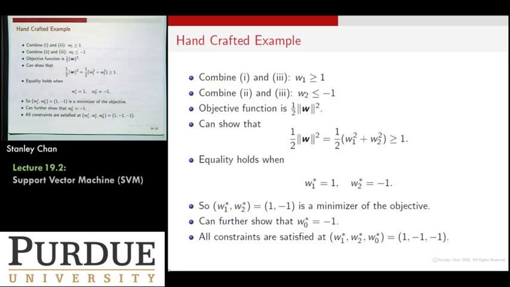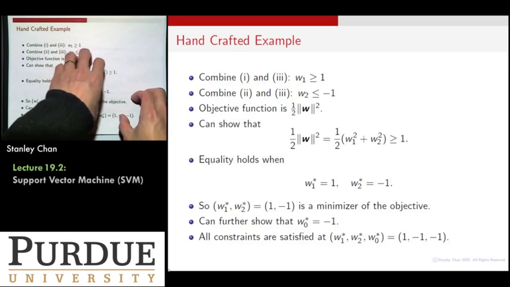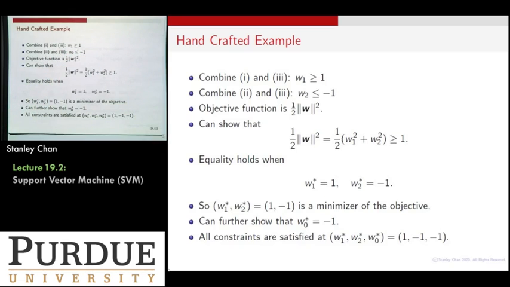So I can solve this optimization problem without forming any Lagrangian. I can just look at the geometry, write down the solution, propose it, plug it in, and I get it. So I have already found the optimizer to this problem. Furthermore, I can show you that W0 star is -1. Therefore, this problem can be solved by using W1, W2, W0 star as this triplet of numbers.